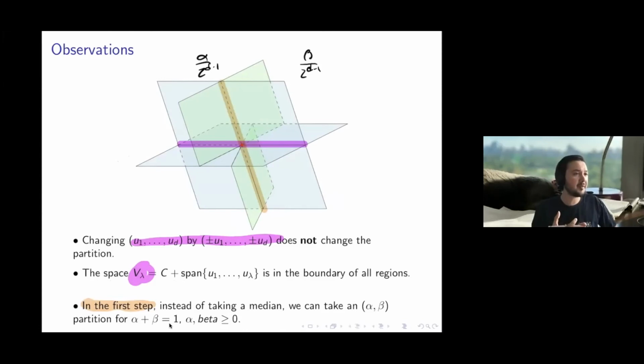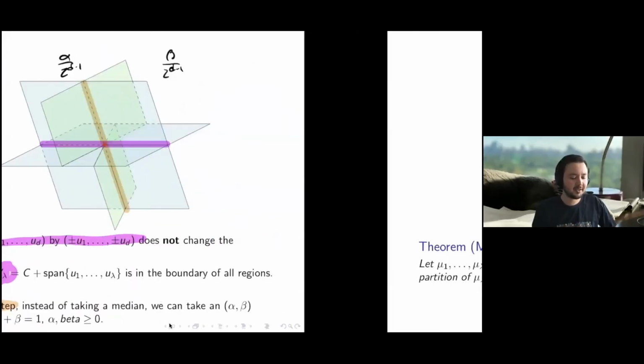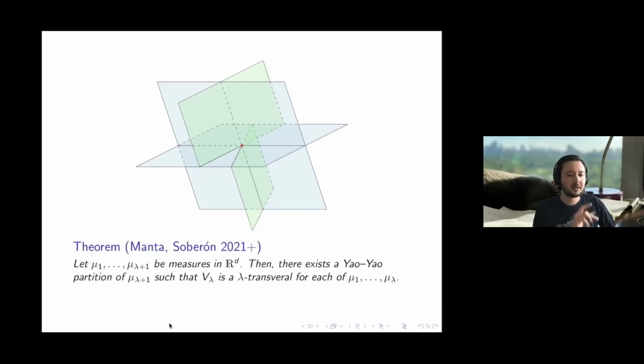So it's tempting to use this V lambda in the central transversal theorem, and that's actually something that happens here. If I give you lambda plus 1 measures, then there's a Yao-Yao partition of this, so that V lambda in this Yao-Yao partition is a lambda transversal for all the other measures.